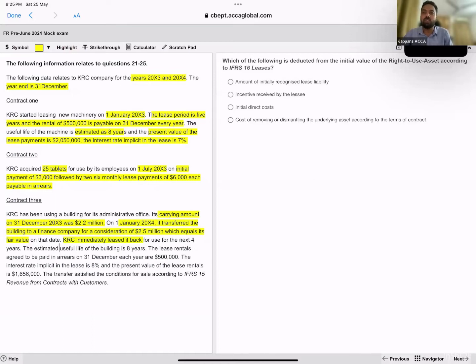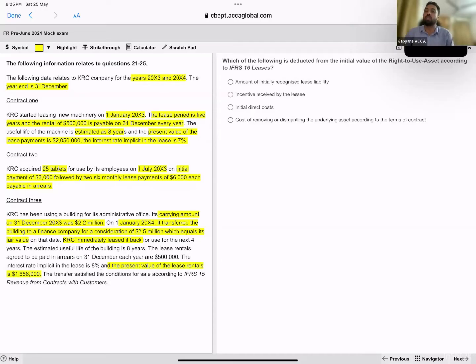The estimated useful life of the building is 8 years. The lease rental agreed to be paid in arrear on December each year is 500,000. The interest rate implicit in the lease is 8% and the present value of lease rental is 1,656,000. The transfer satisfies the condition of sale.